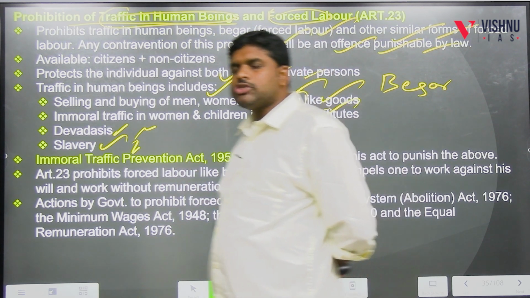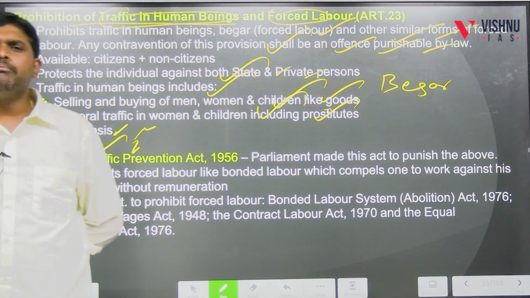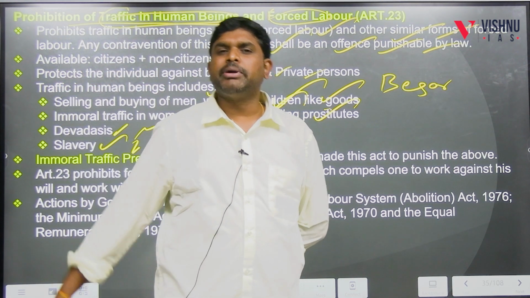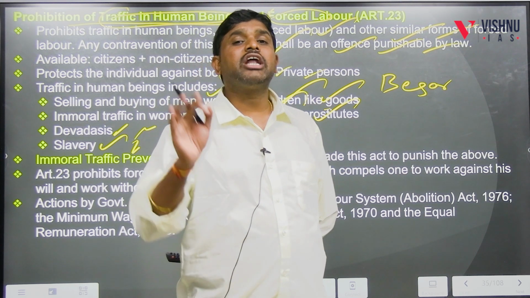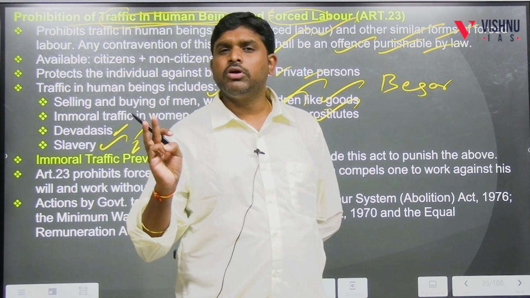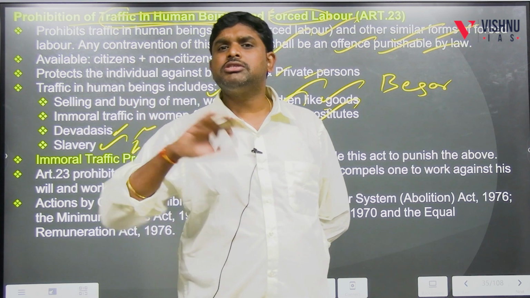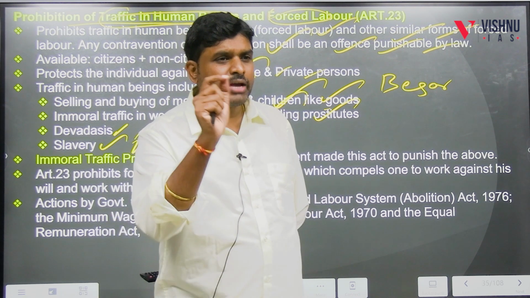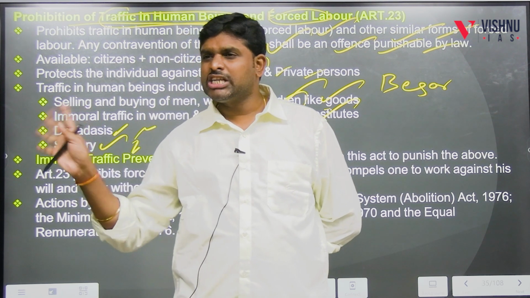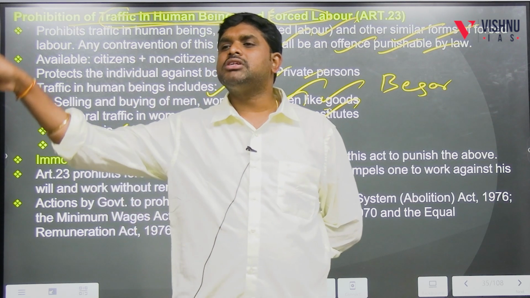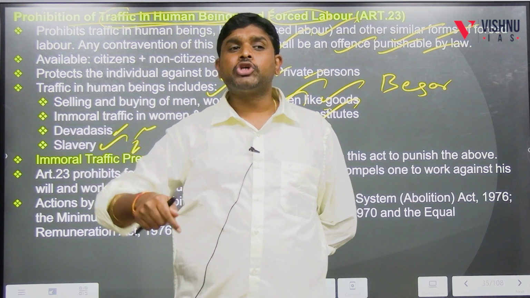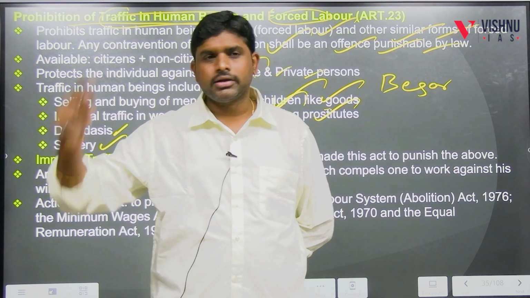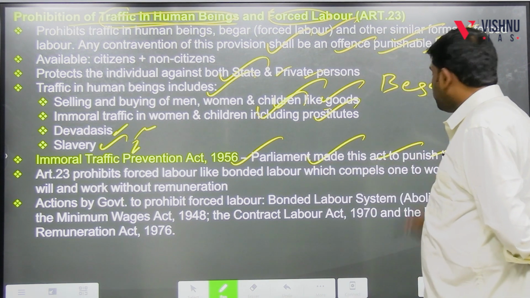So there is an act called ITPA, the Immoral Trafficking Prevention Act. The prostitution cases which happen in India come under this particular act. The prostitute will be booked, and the person who is the broker, called a pimp, will also be booked. Both. The Immoral Trafficking Prevention Act is a criminal offence, not a civil offence. The pimp will be sent to the central jail and the prostitute will be sent to a rehabilitation center. Parliament made this act to punish the above.